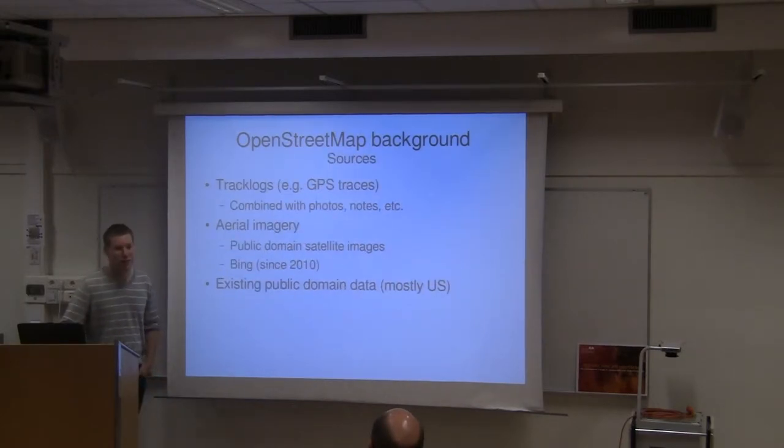The sources we're using for map data have classically been track logs from moving around with a GPS receiver, creating logs. So if you take your bike and travel along streets in the town, you can create the map data from that. I'll show a bit of such GPS data later. And you'll quite often combine this with photos and notes, etc.